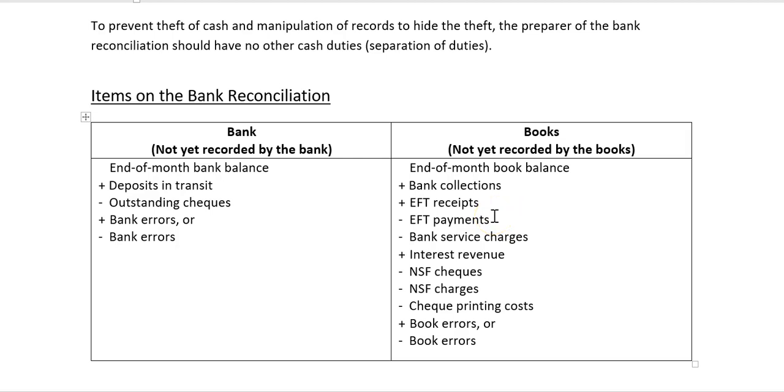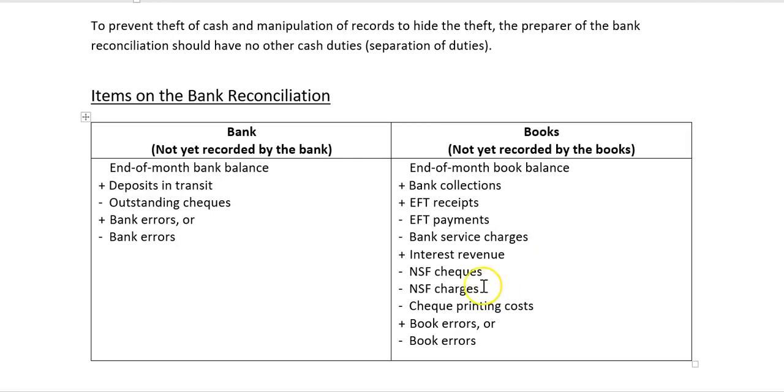EFT receipt. So if we receive money electronically, an EFT payment, we take away. We have bank service charges. Sometimes the bank will charge a monthly fee or a fee for something else. When we see that on our bank statement, we want to take it off our books. Interest revenue, we might get some money for keeping cash in the bank.